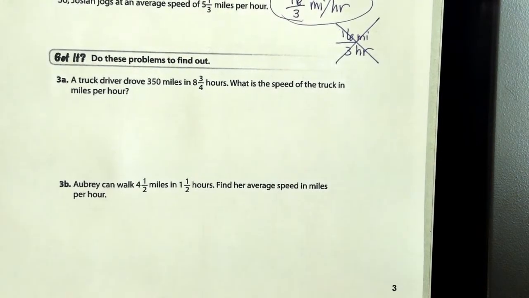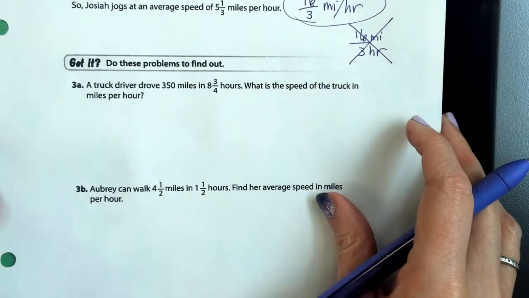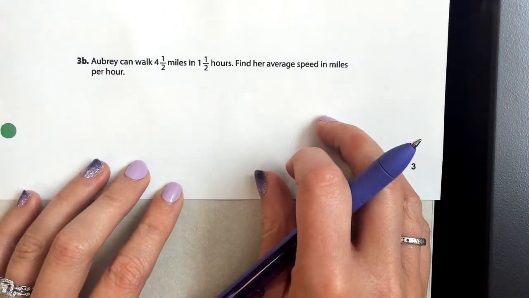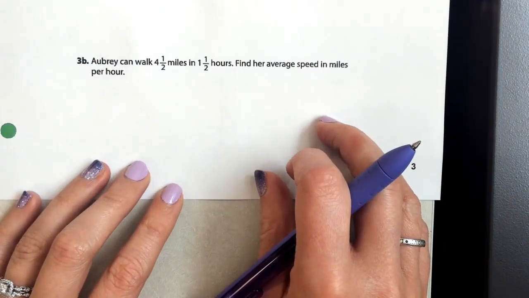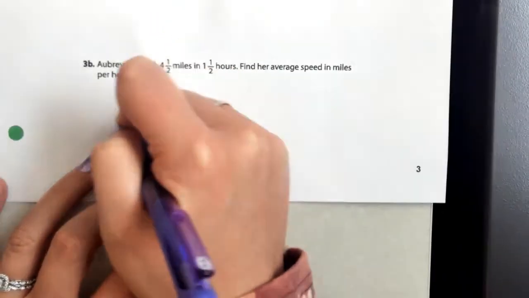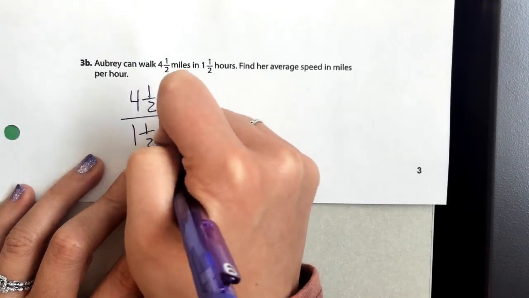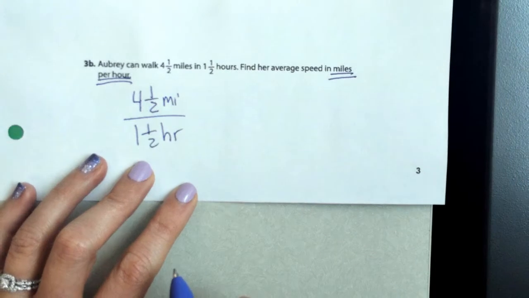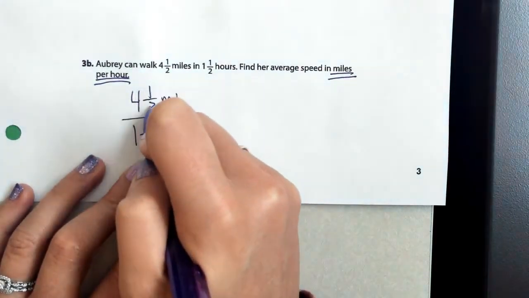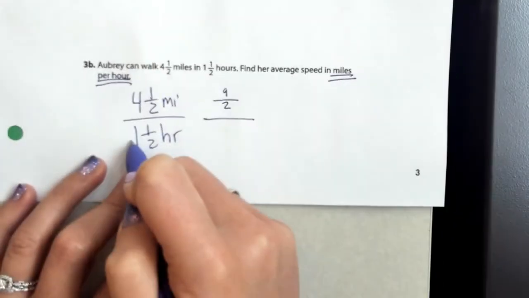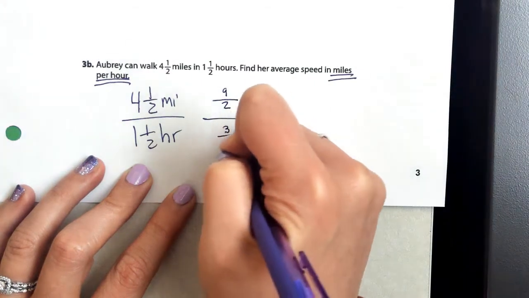If you look at, let's do 3B. Aubrey can walk 4½ miles in 1½ hours. Find her average speed in miles per hour. So 4½ miles over 1½ hours, because they asked for miles per hour. So miles on the top, hours on the bottom. 4½ turns into 4 times 2 is 8 plus 1 is 9/2. And 1 times 2 is 2 plus 1 is 3/2.